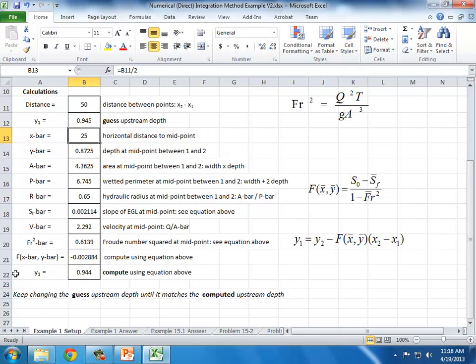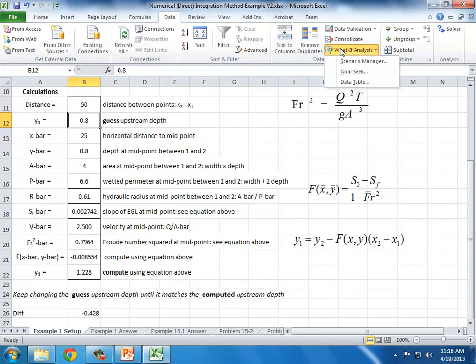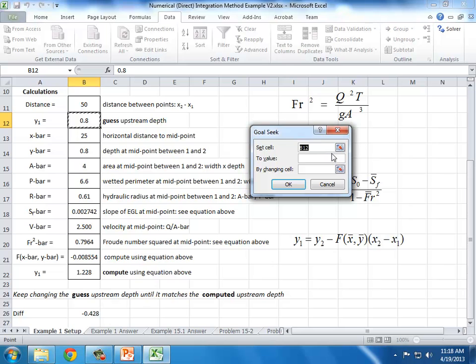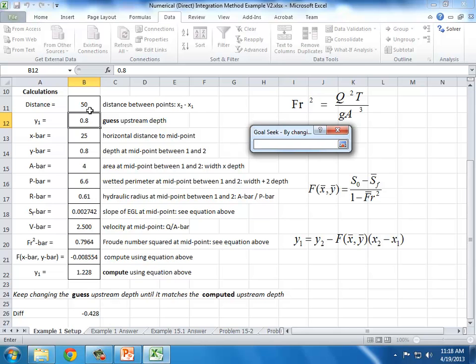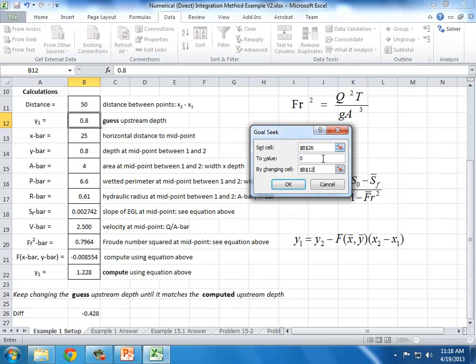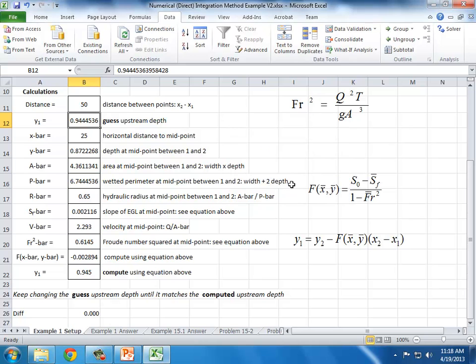0.945. Okay, and of course if we wanted to use goal seek, one easy way to do goal seek is to have a difference, DIFF. So you're saying we want the difference between this and that, we want the difference to be 0. And so if I had had this initial guess as 0.8, now I can make it an automated thing by going into the what-if analysis, goal seek, and what I would like is for the difference to be 0, and it has permission to change this guess depth upstream. Go ahead and change it, and then it converges on the computed upstream depth.